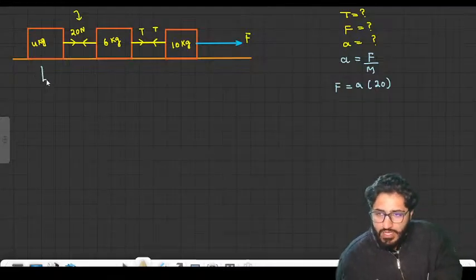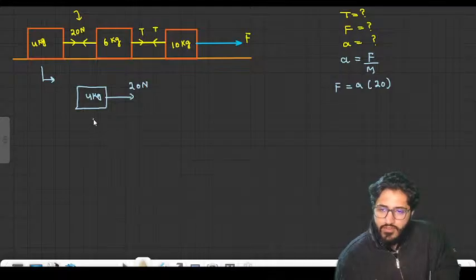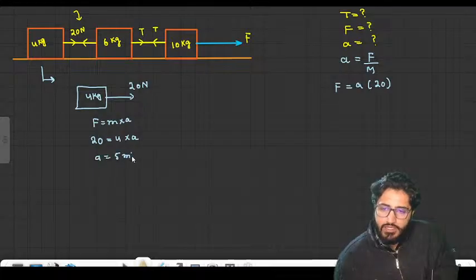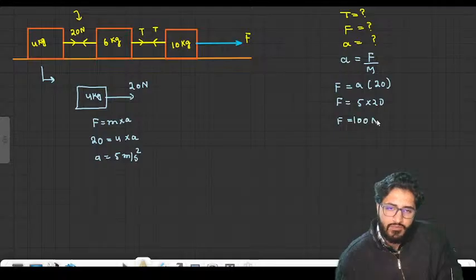Take this one and create a video of it. This one is 4 kilogram, pulled by 20 Newton. Write the equation. F equals mass into acceleration. Force is 20 Newton. Mass is 4. Acceleration is A. I guess acceleration came out to be 5 meter per second square. Force came out to be 5 into 20, so force came out to be 100 Newton.